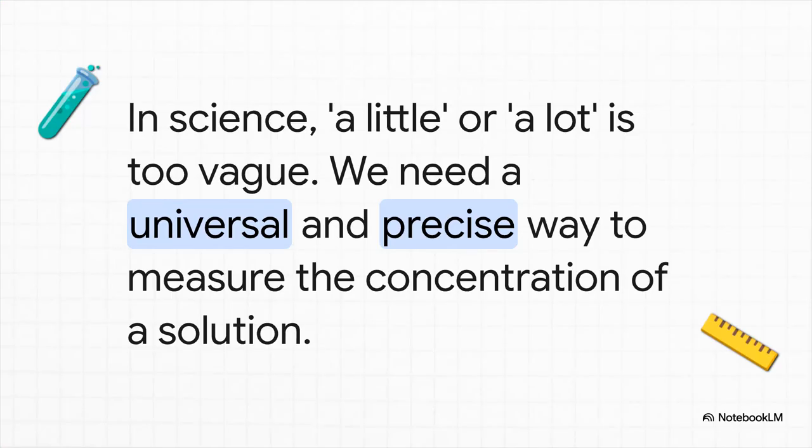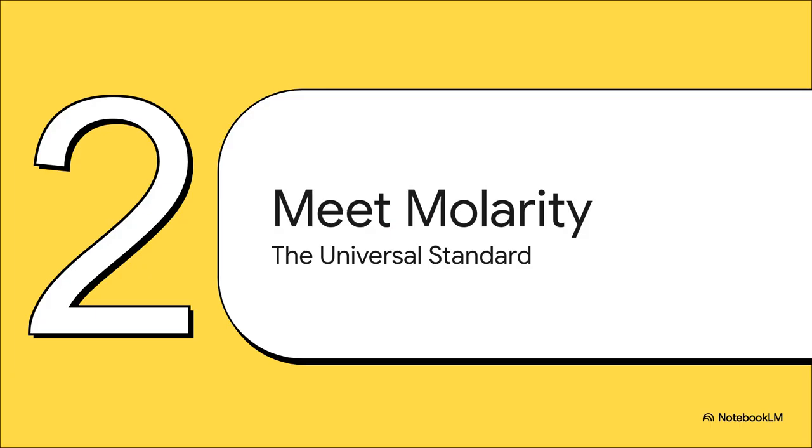This is exactly why we need a universal standard, a single, clear, mathematical way to talk about the concentration of a solution that anyone anywhere in the world can understand and replicate perfectly. And that standard has a name. Molarity is the hero of our story today. It's the internationally agreed-upon method for defining how strong a solution is. It completely gets rid of the guesswork and replaces it with cold, hard numbers. It is the chemist's recipe for precision.